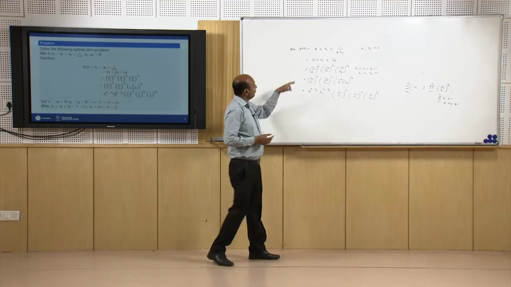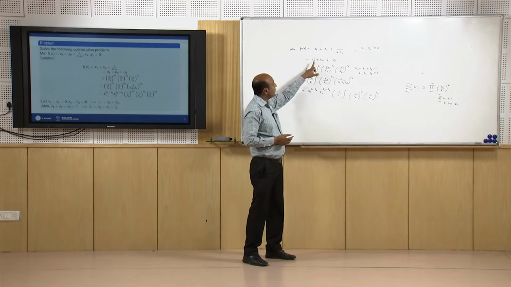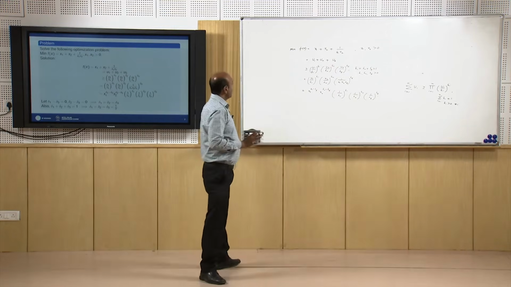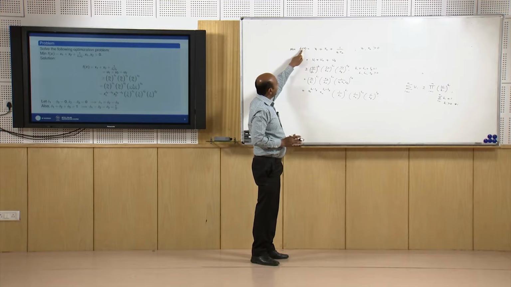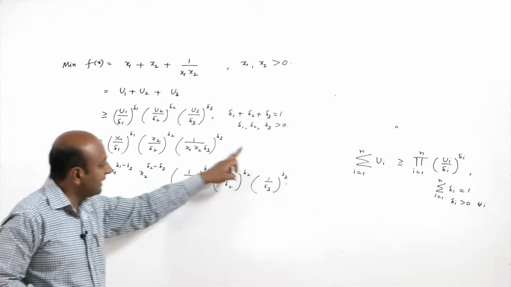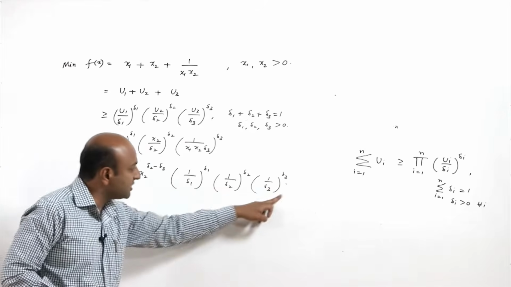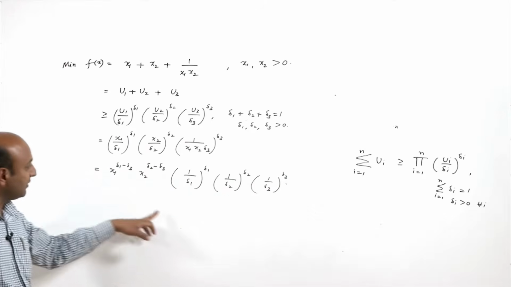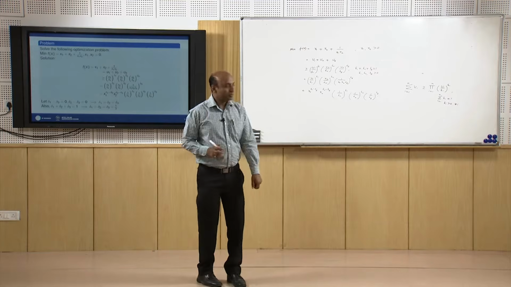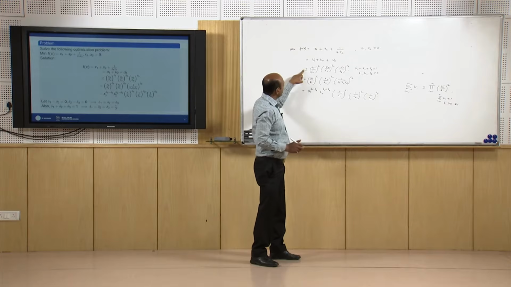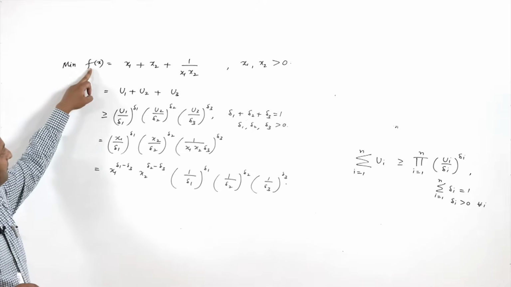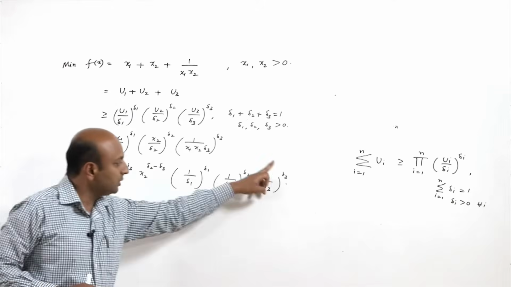Now, we want to minimize f(x). f(x) is nothing but the sum of u1 plus u2 plus u3. We want to minimize it. In order to minimize this, we are getting an inequality, f(x) is greater than or equal to something. So, if we are getting a maximum value of this expression, that will give a lower bound of f(x). You see, f(x) is greater than or equal to this expression. So, to find out the minimum value of f, we have to find out the maximum value of this expression.